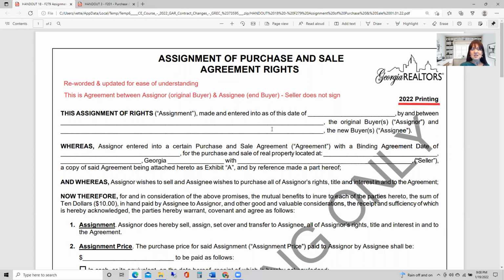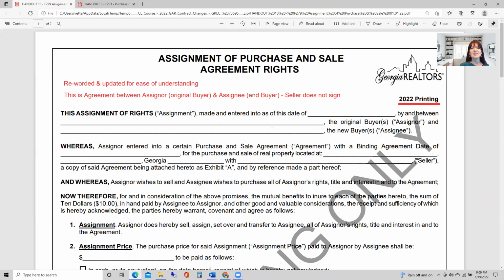So let me go through it just a little bit, to try to make it a little bit easier to understand. And then, as I said, stay tuned for a full-blown video just on assignment in and of itself and how that works with the whole purchase and sale agreement and the seller's involvement. But today I'm just going to go over the changes to this form. So in 2022, nothing has changed.